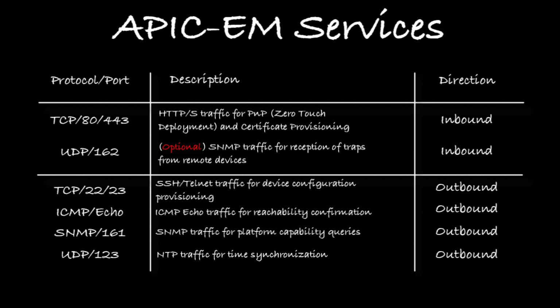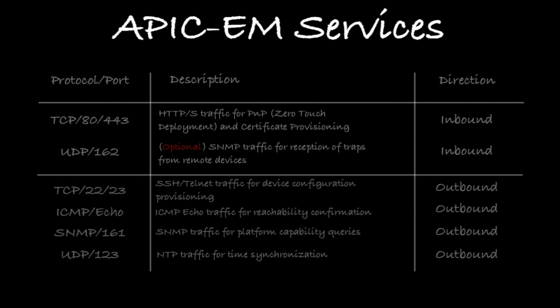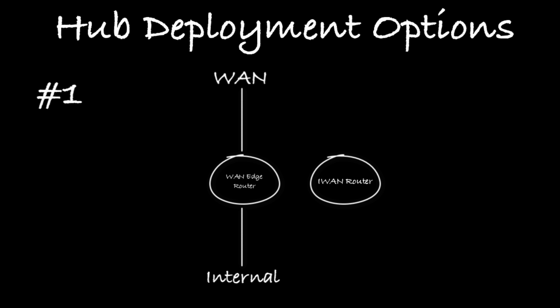Now that we've seen what's required for the controller, let's shift perspectives and take a look at our hub routers for a moment. As with APIC-EM, there are a few deployment modes to be aware of. These modes will be covered in greater detail in a future video, but for discussion's sake, let's review each quickly here. First, the IWAN router can be installed in place of the existing WAN edge router.